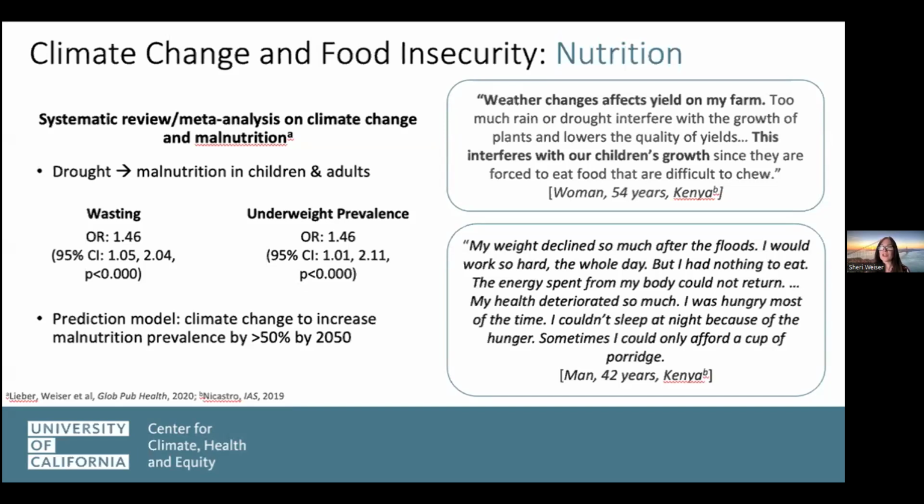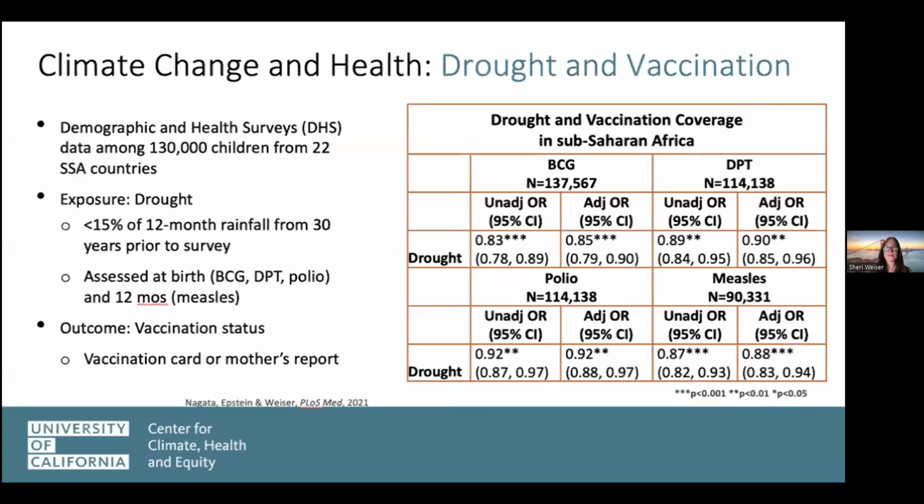And I'll just read the top quote here. So a 54-year-old woman says, "Weather changes affect yields on my farm. Too much rain or drought interfere with the growth of plants and lowers the quality of yields. This interferes with our children's growth since they are forced to eat food that are difficult to chew."